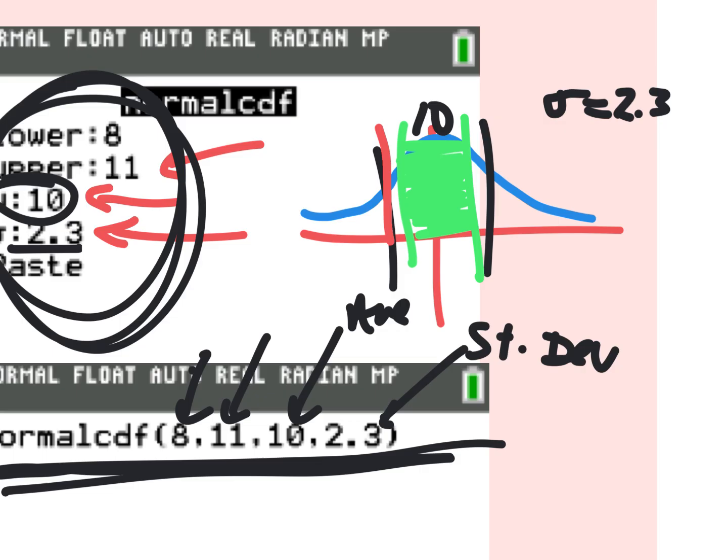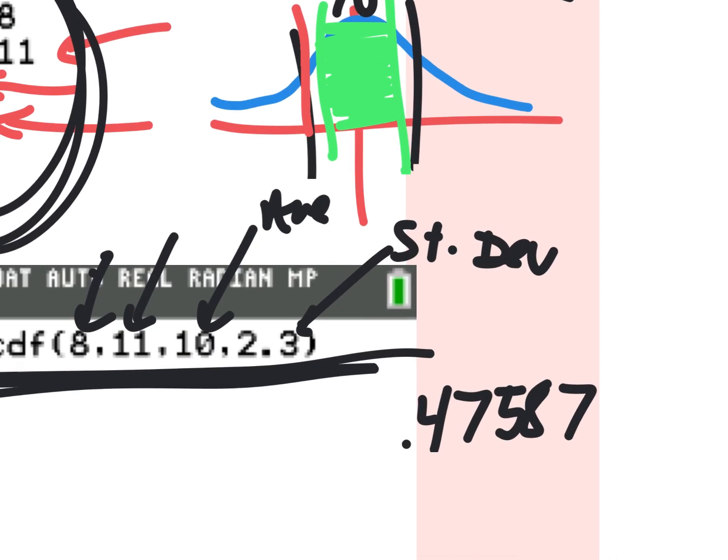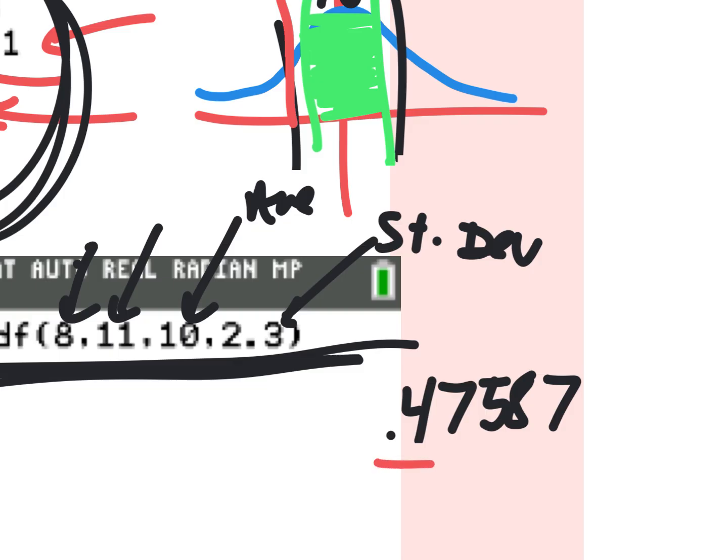And once you hit enter, you get 0.4758, 0.47587 technically. So now I need to know where to round it to. Well, it all depends on what the teacher asks for. Probably a lot of times we deal with 3 places. Would 0.475 be right? Would it? No, because that's an 8 after it here. And so 0.476 would have been right.